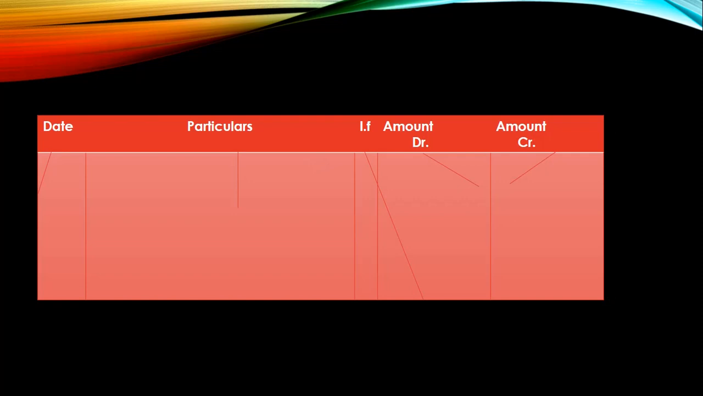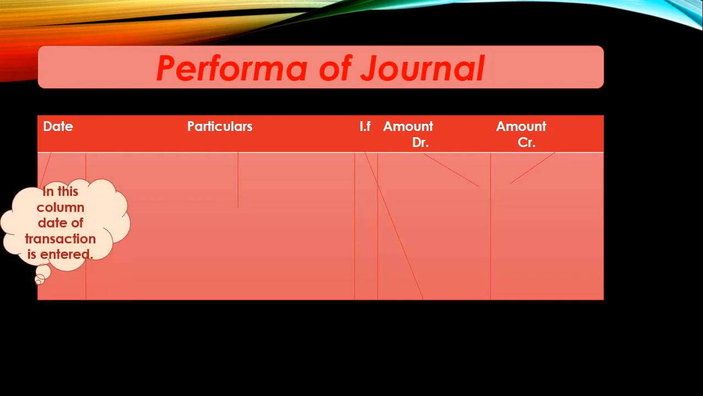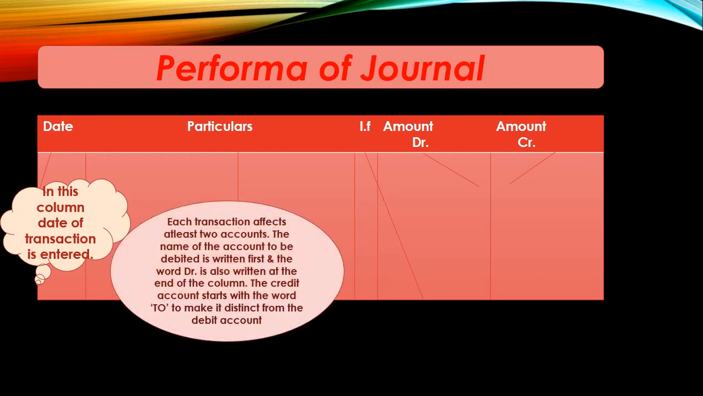Now, the performa of journal. First column, date. In this column, date of transaction is entered. Second column, particulars. In this, transactions are recorded. As each transaction affects at least two accounts, the name of the account to be debited is written first and the word debit is also written at the end of the column.